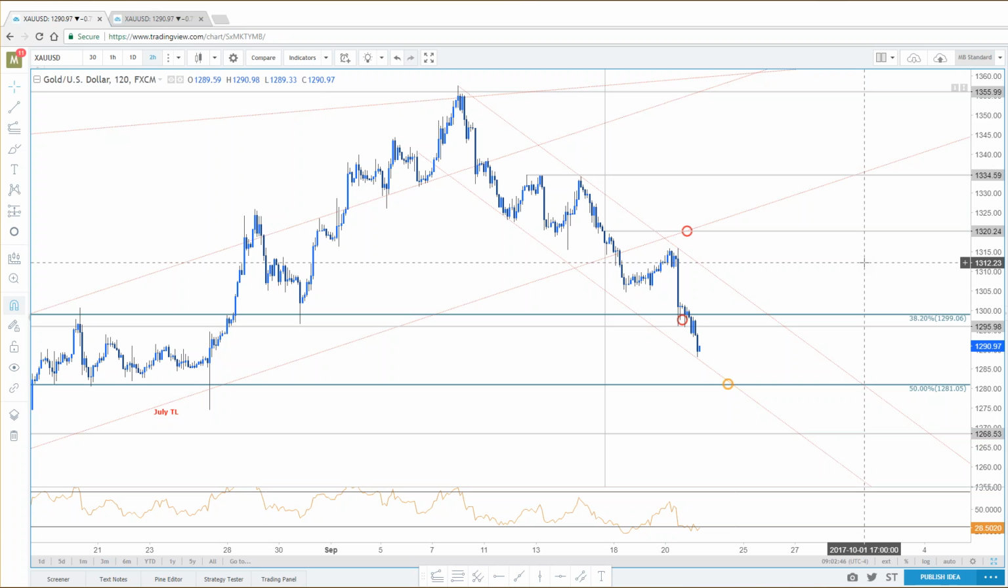So let's just say this. Near term, I'd like to stay constructive above 1280. But on a larger drawback here, if the dollar does really find some legs, 1240 is my bullish invalidation level, let's call it.